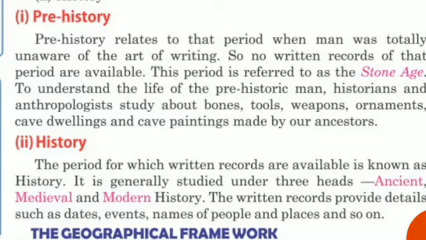The geographical framework. Geography affects history. Students, geography had a great impact on human society since ancient times. There is a close relationship between the physical conditions and historical phenomena. So, the geographical divisions of India are the Himalayas, the Indo-Gangetic plains, the southern India, and the coastal plains. Okay, students, I will tell you one by one.